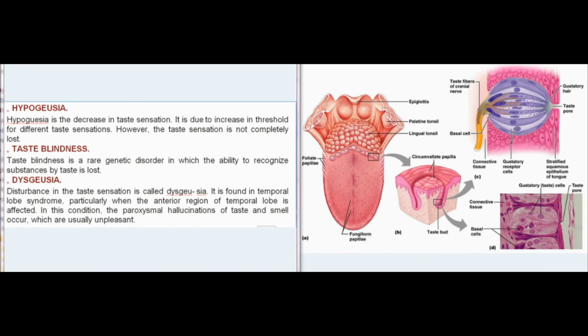Hypogeusia. Hypogeusia is the decrease in taste sensation. It is due to increase in threshold for different taste sensations. However, the taste sensation is not completely lost. Taste blindness. Taste blindness is a rare genetic disorder in which the ability to recognize substances by taste is lost. Dysgeusia. Disturbance in the taste sensation is called dysgeusia. It is found in temporal lobe syndrome, particularly when the anterior region of temporal lobe is affected. In this condition, the paroxysmal hallucinations of taste and smell occur, which are usually unpleasant.